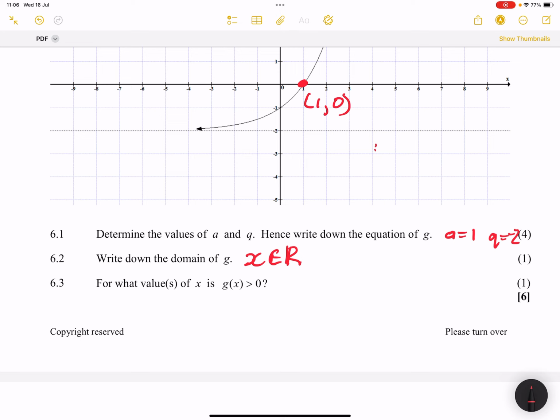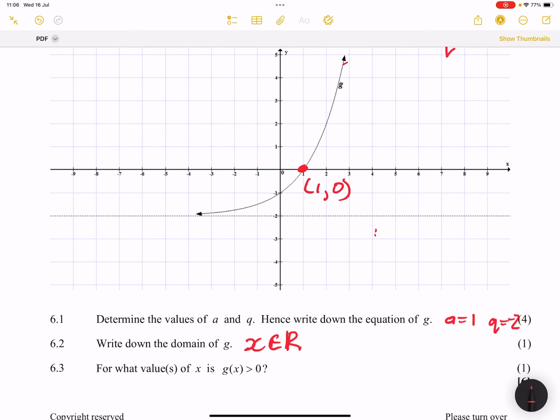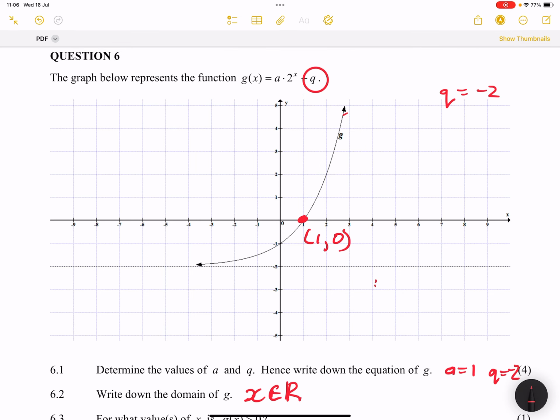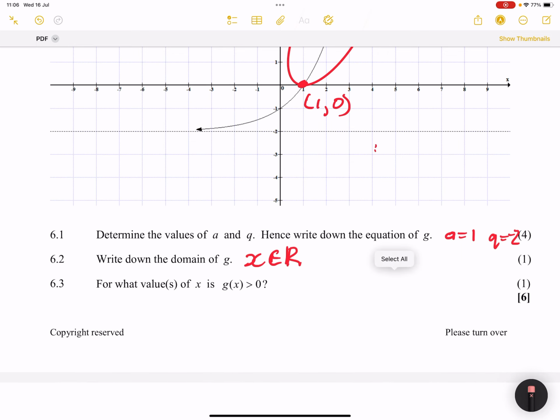So the next question, they say, for what values of x is g of x greater than 0? Okay, so where is this graph greater than 0? Well, it's this portion here where my y values are positive. Otherwise, my y values become negative. This entire portion over here has negative y values. So g of x would be less than 0 in that case. But we want to find out, where is g of x positive? Where is the graph above the x-axis?